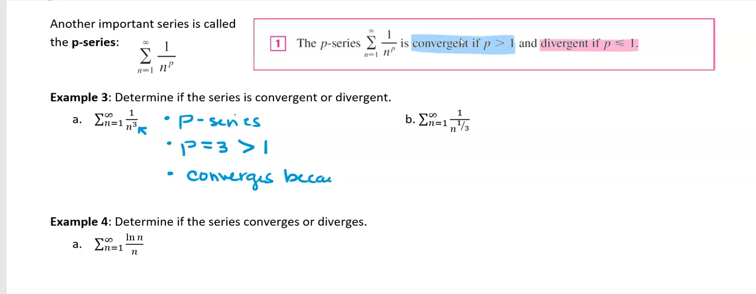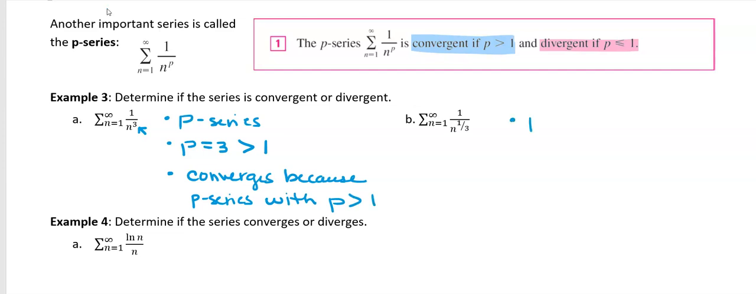So we can finally state that it converges because p series, with p greater than 1. So let's look at B.